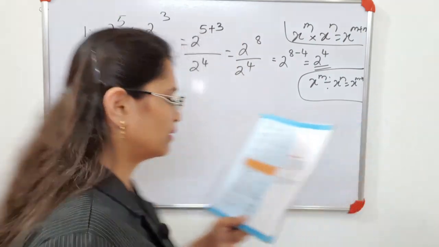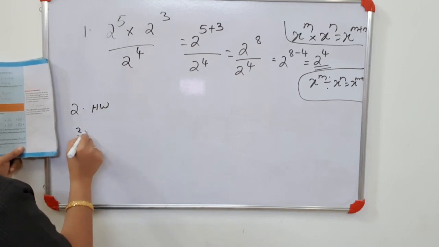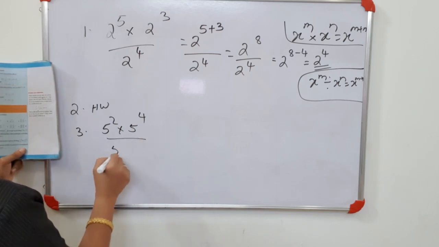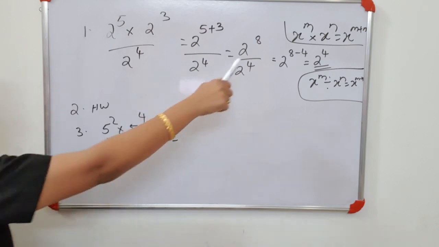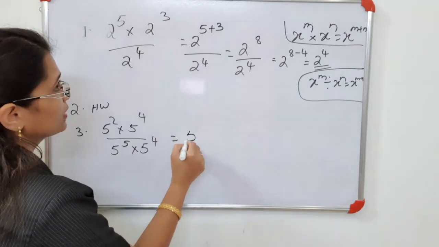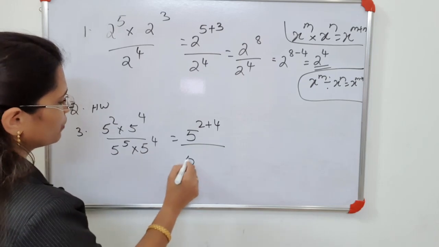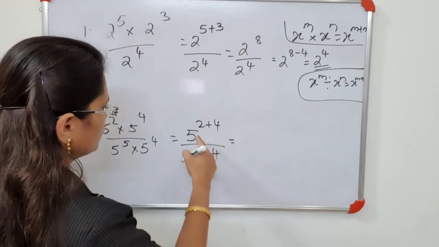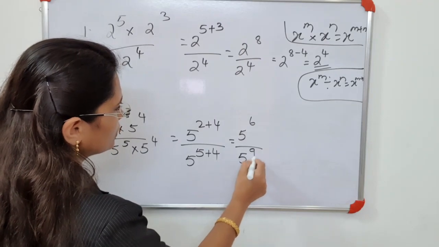The third question I will do. The second question is homework. Third question: 5 square into 5 raised to 4, divided by 5 raised to 5 into 5 raised to 4. Here also apply the rule x raised to m into x raised to n is equal to x raised to m plus n. That is 5 raised to 2 plus 4, divided by 5 raised to 5 plus 4, which is 5 raised to 6 divided by 5 raised to 9.